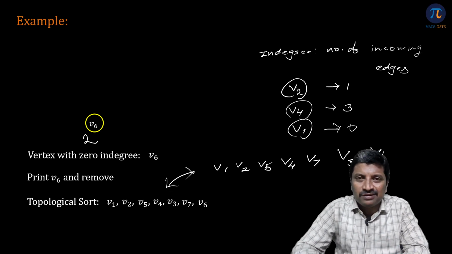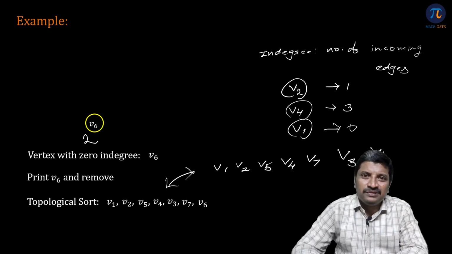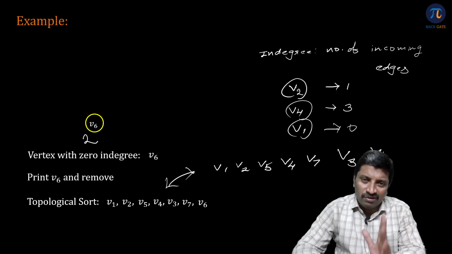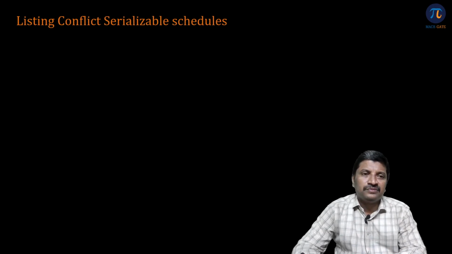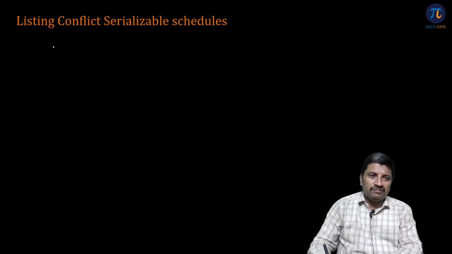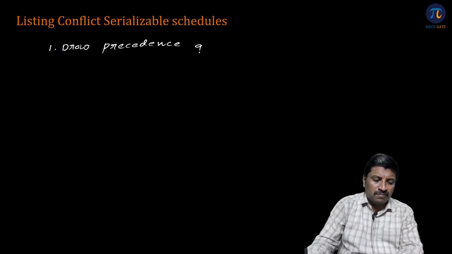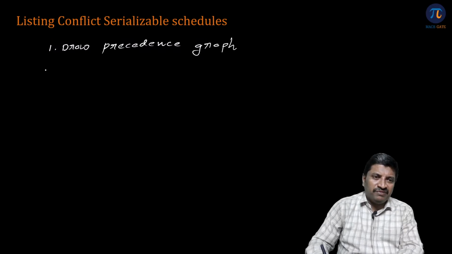Why do we need this, sir? These topological orders will give our serial orders. Listing conflict serializable schedules: draw the precedence graph, and verify conflict serializable or not.